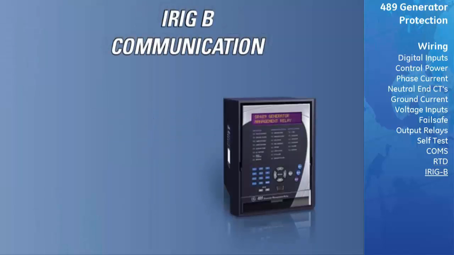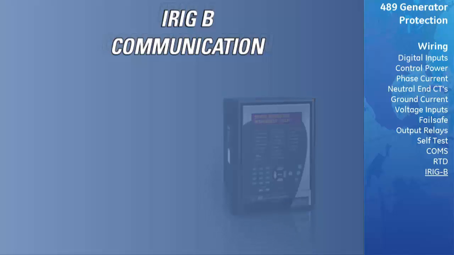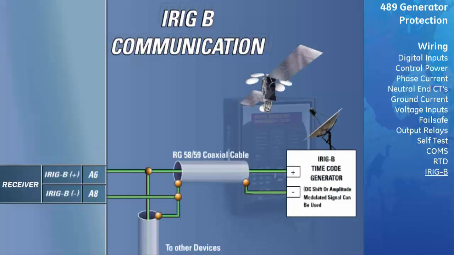IRIG-B is a standard timecode format that allows the synchronization of time between connected relays. To ensure accurate and synchronized time stamping of events, the SR489 relay can be connected to an IRIG-B network using coax cable. This will ensure that the real-time clock of the 489 is accurate within 1 millisecond of all other relays connected to the IRIG-B generator. The number of relays that can be connected to the generator will be dependent on the generator's load rating. The 489 relay is user programmable for both amplitude modulated and DC shift IRIG-B signals.